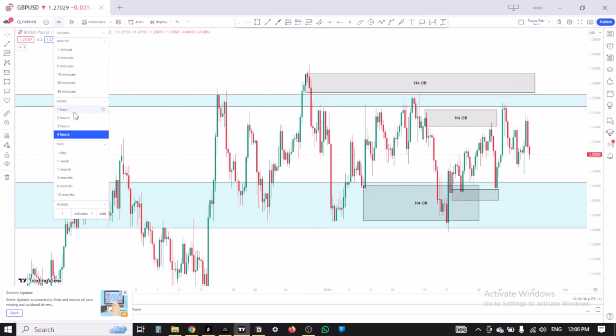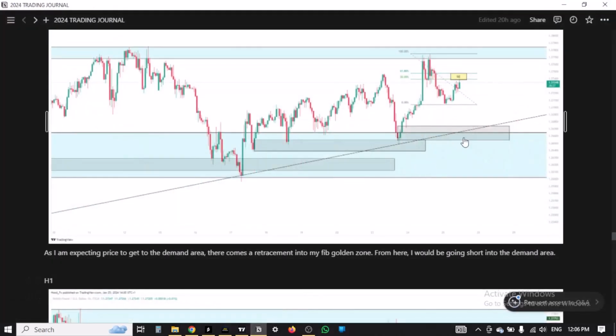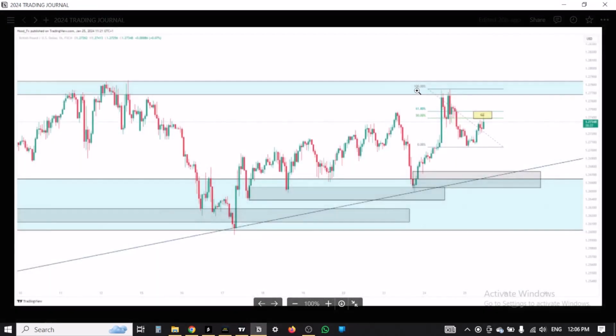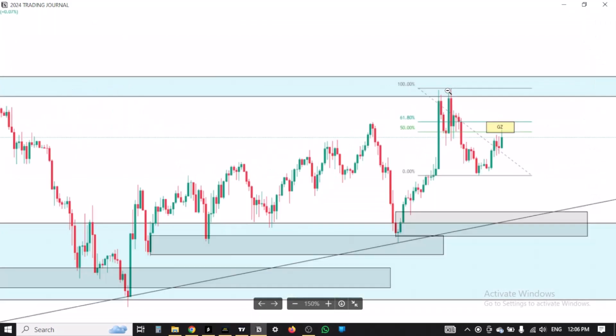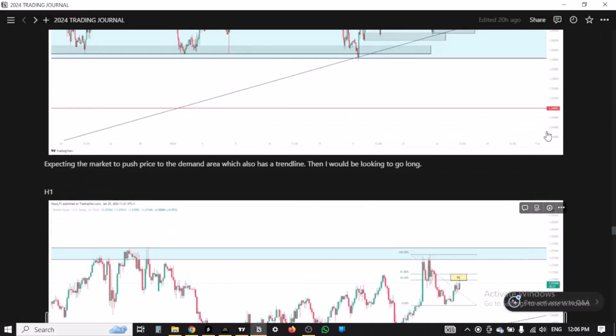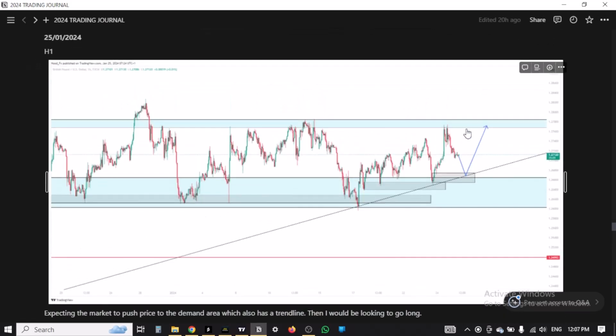I think I have that record also. Let me go back to my Notion here. Yes, this is it. So after price got to this structure, I was looking at price to pull back, to sell off. Now this was my first expectation right there. I was expecting the market to push price to the demand area, which also has a trend line.